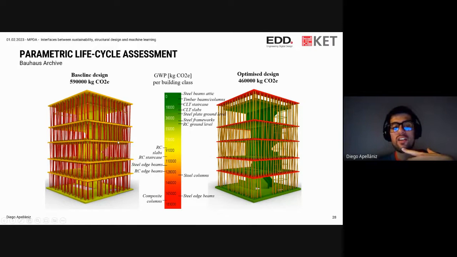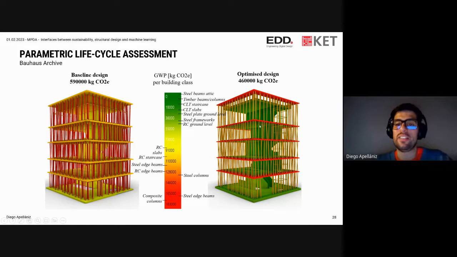For instance, the original design was using reinforced concrete and composite columns for the whole building. And the design team of Bollinger+Grohmann came up with this optimized design using timber slabs and steel columns, which is more efficient, and they ended up saving 22% of the CO2 emissions in comparison to this original design, which is also nice, I guess.